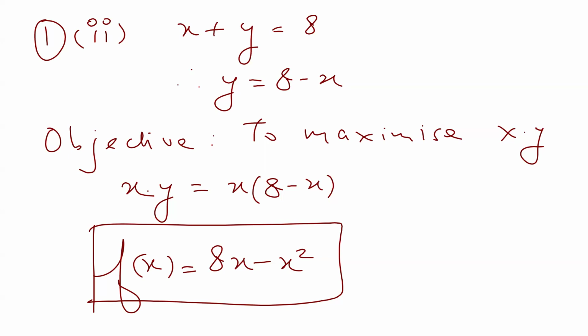Then calculate f dash x, f double dash x, step number 1, step number 2. But then towards the end, they are asking maximum value also. So whatever x value you get, whatever the value of x for which the function is maximum, that x value you put in this f of x. Or you can put it over here also.